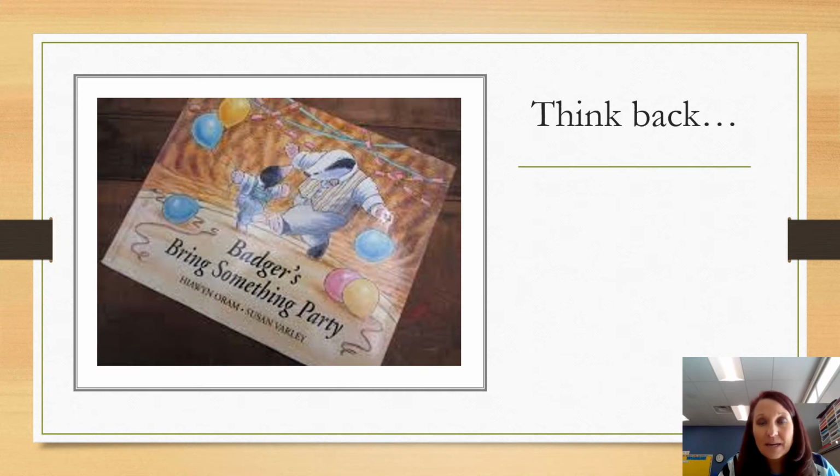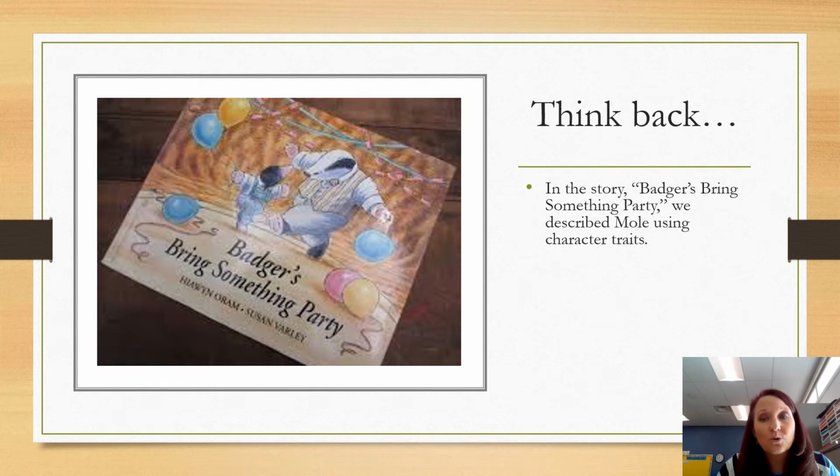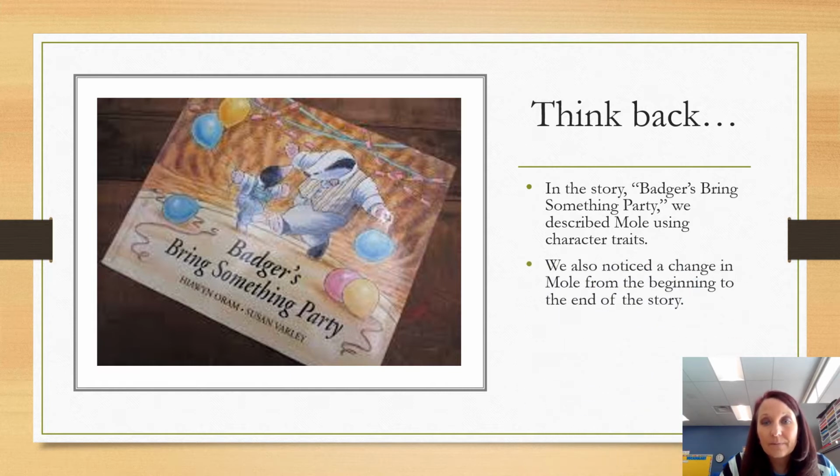During our class meeting on Monday, I read a story to you called Badger's Bring Something Party. In that story, we describe the character Mole using character traits. At the beginning of the story, we use the words grumpy, selfish, unhappy. Those were words that described Mole. However, we also noticed that there was a change from the beginning of the story to the end of the story in Mole. And by the end of the story, we were noticing that he was funny, happy, helpful, and the other characters in the story wanted to be around him.